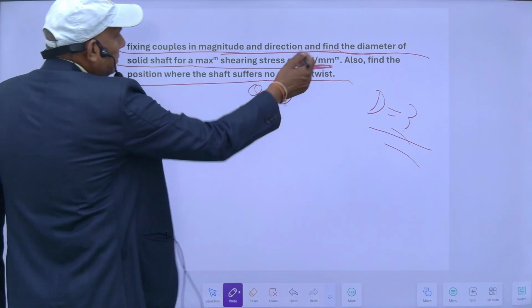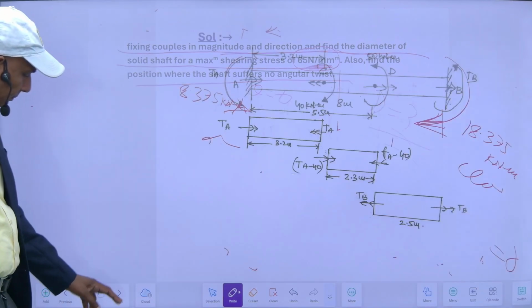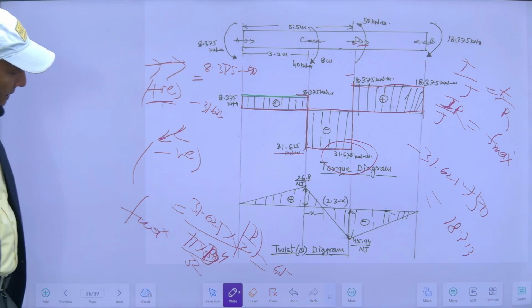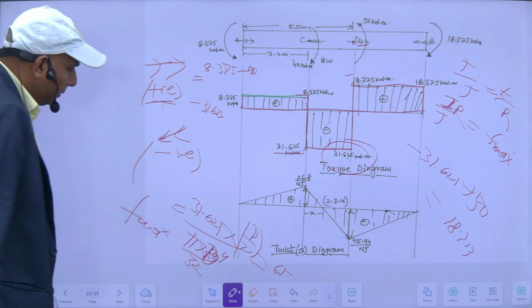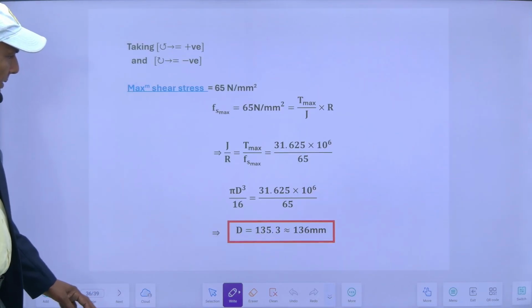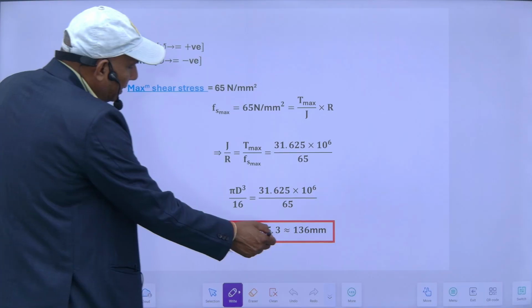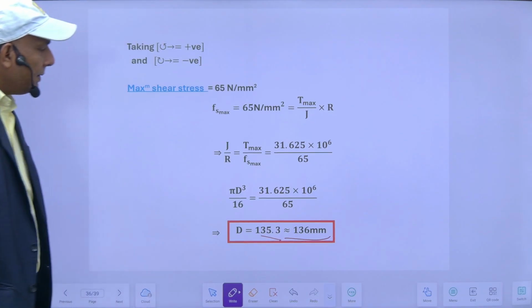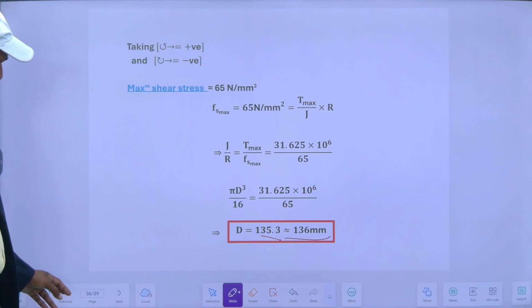This one. So from this equation, this is equal to 65D, I can find. So this D will be equal to 135.3. We can say 136 mm. So the diameter of the bar is 136 mm.